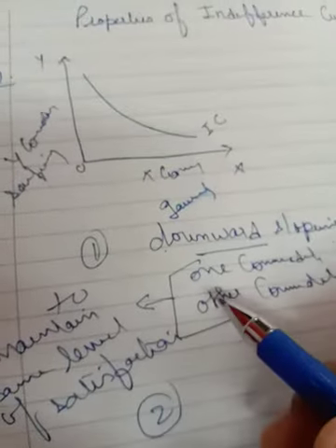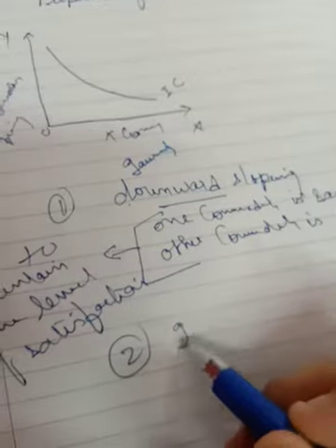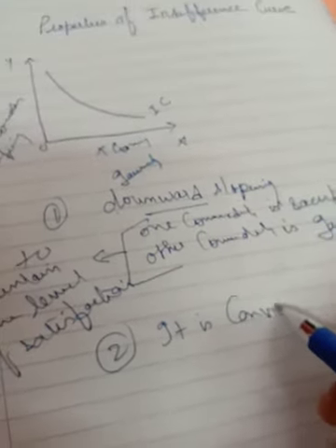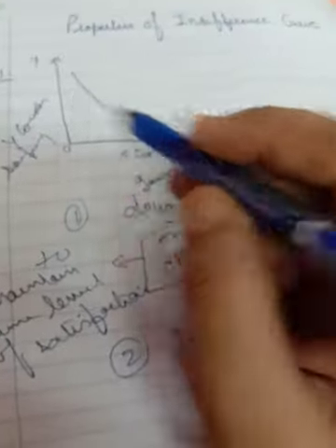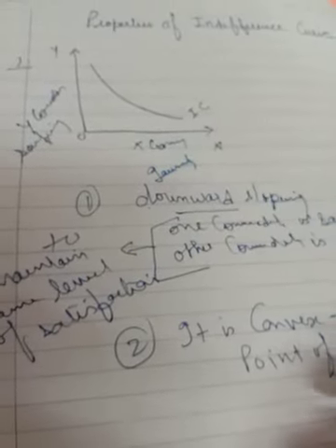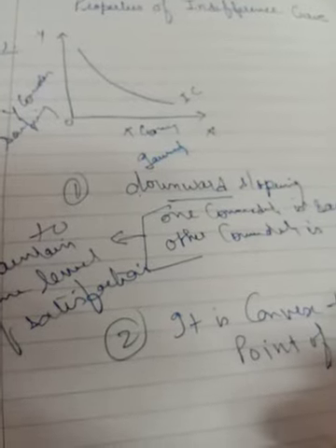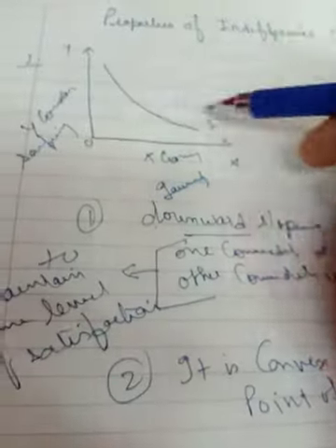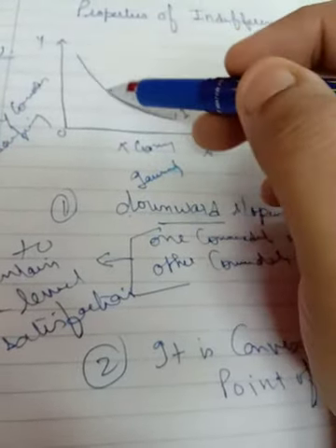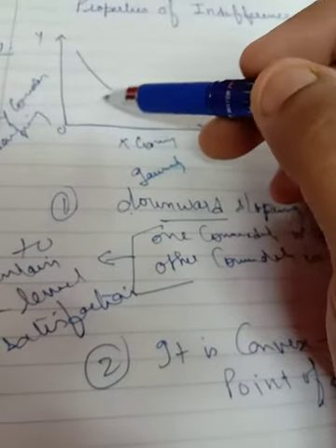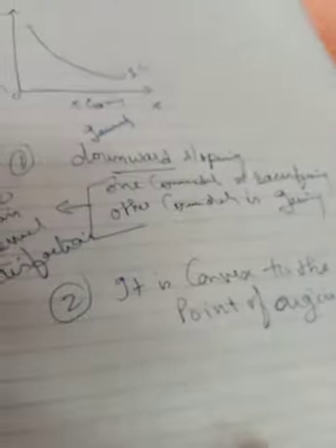The next important point regarding the shape of indifference curve is that it is convex to the point of origin. So the indifference curve is convex to the point of origin, like the convex mirror. They are telling us what type of indifference curve it is by taking the help of the shape of a mirror. So that is like the convex. This is like the convex, no? Convex to the point of origin. Why is it convex to the point of origin?